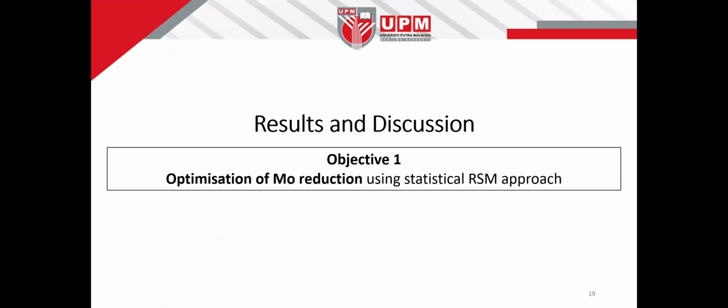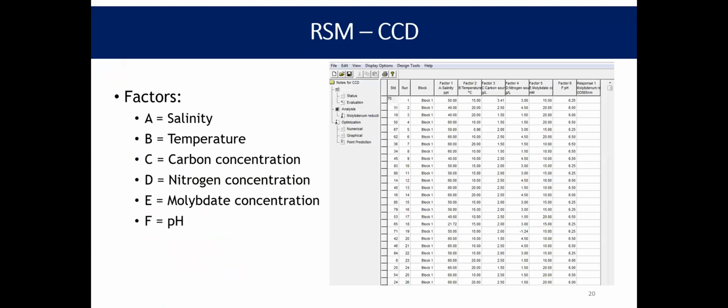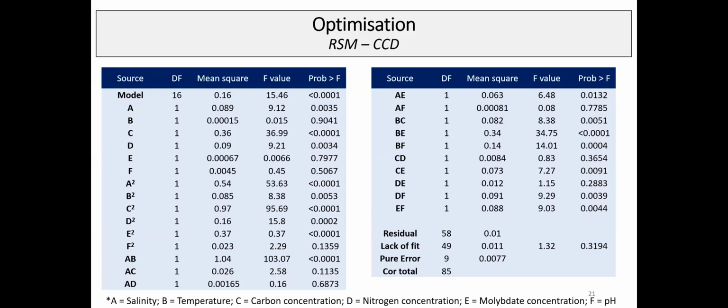For the results and discussion of my first objective, the optimization, we optimized 6 different factors: salinity, temperature, carbon, nitrogen, molybdate concentration, as well as the pH of the medium. The response is the optical density of the molybdenum blue measured by the spectrophotometer.